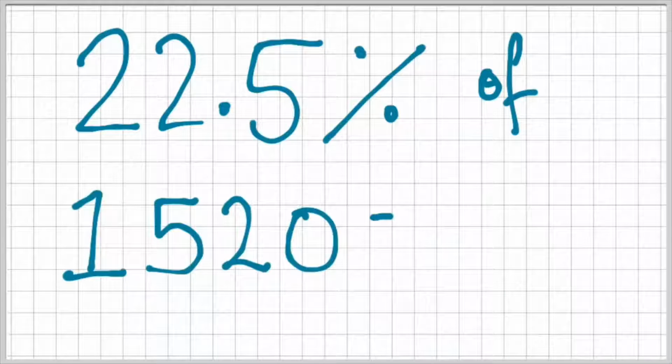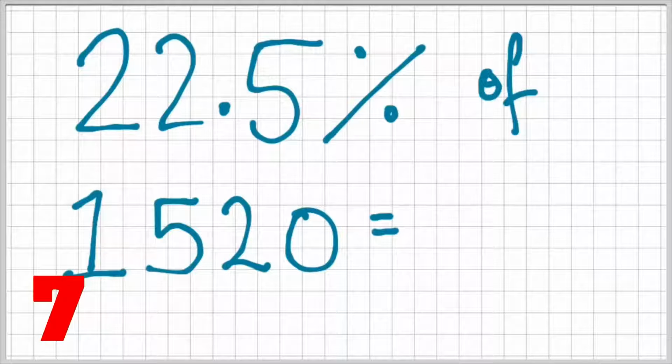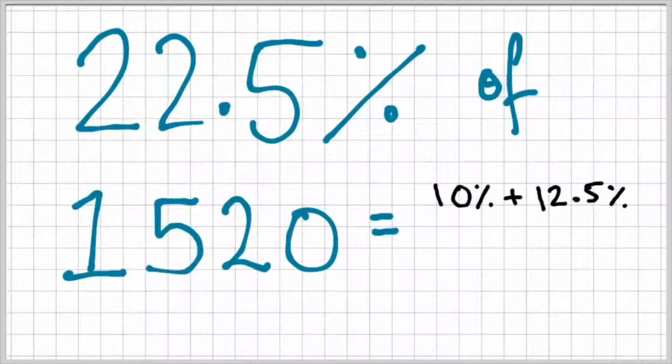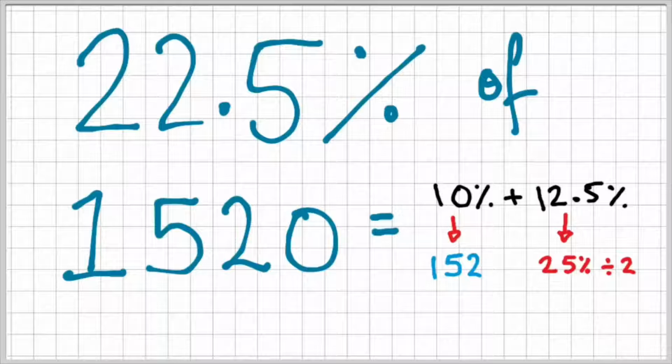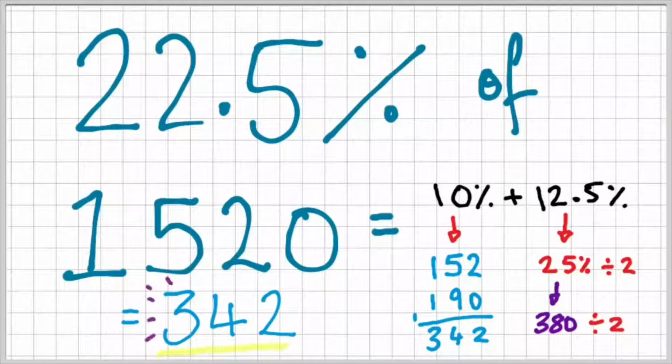Let's do another one. Okay, you got another 10 seconds on the clock. 22.5% of 1,520. Okay, so I've done 10% plus 12.5%. 10% is 152 because I moved the decimal place one step to the left. 12.5% is actually 25% divided by 2. So I know that 25% is a quarter of 1,520, which is 380. 12.5% is actually 25% divided by 2, which is 190. And so if I add those two together, I get 342.